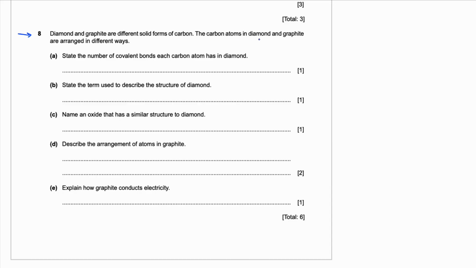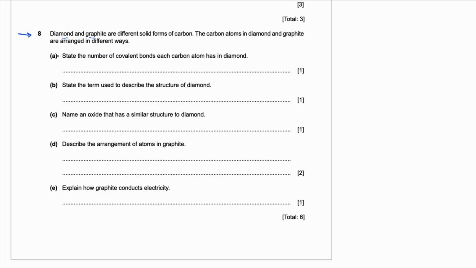The carbon atoms in diamond and graphite are arranged in different ways. Remember, we have a difference between structure and arrangement. The structure of both diamond and graphite is giant molecular, but the arrangement is different. As we said before, diamond has 3-dimensional arrangement in tetrahedral form, but graphite has layers arrangement. And within each layer, carbon atoms form hexagonal rings.